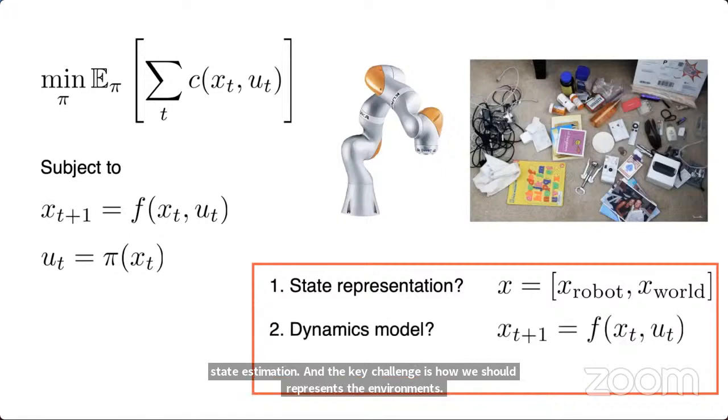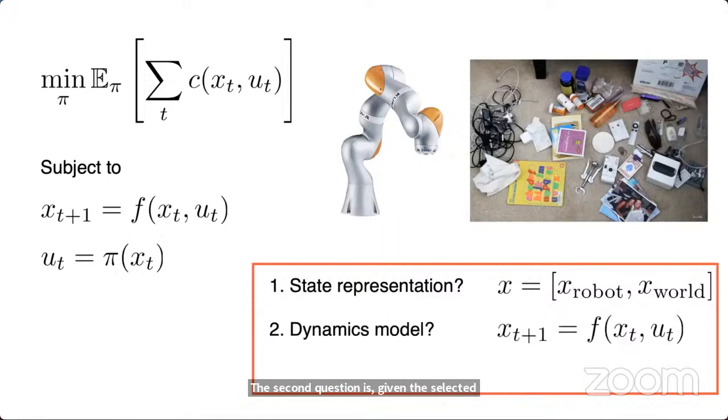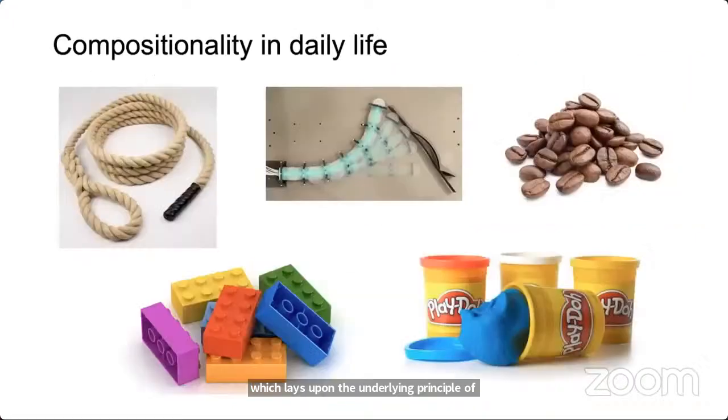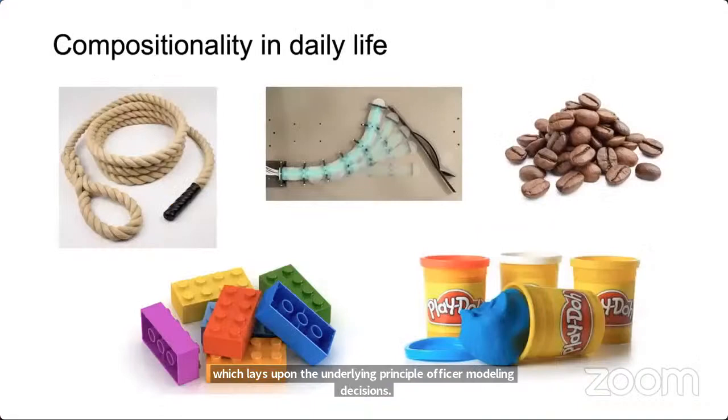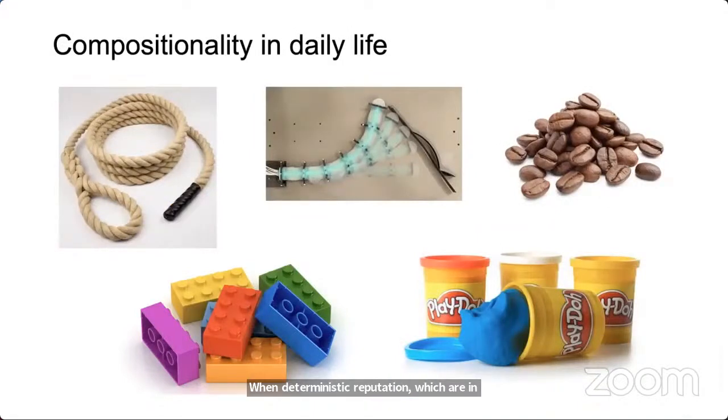The second question is, given the selected state representation, how we should specify the dynamics model, what model class we should use, and what it implies about the generalization ability of the learned model. Then, given the dynamics model, how we should solve the control tasks. During the talk, we'll constantly be thinking about these three key questions, which lay the underlying principle of the modeling decisions.